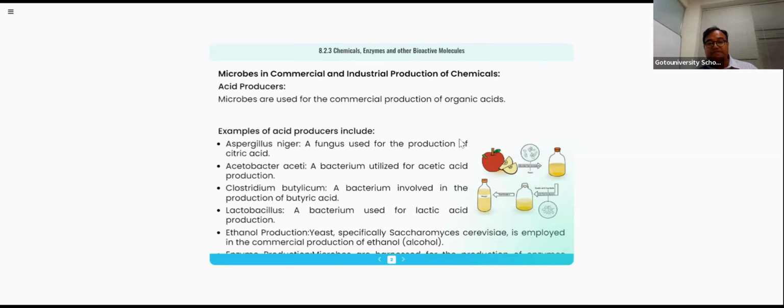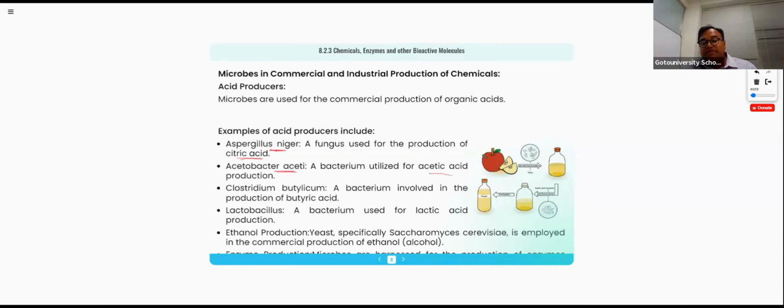So now the next basic information. Aspergillus niger is a bacteria? No, it is a fungus that is used for producing citric acid. Of course, we require citric acid production. Why? Because citric acid is used for various medicinal applications. Acetobacter aceti is a bacteria which is very, very important for making acetic acid.